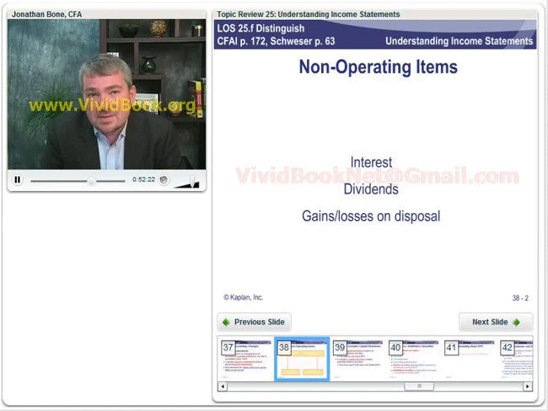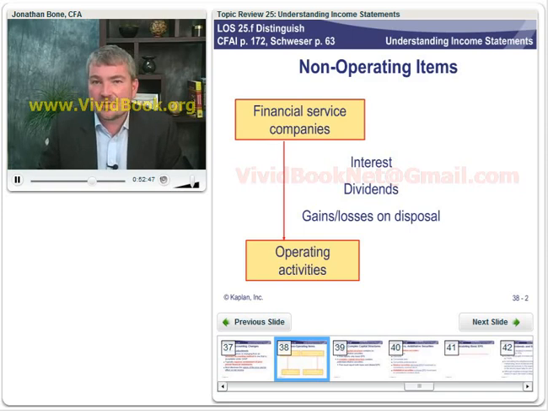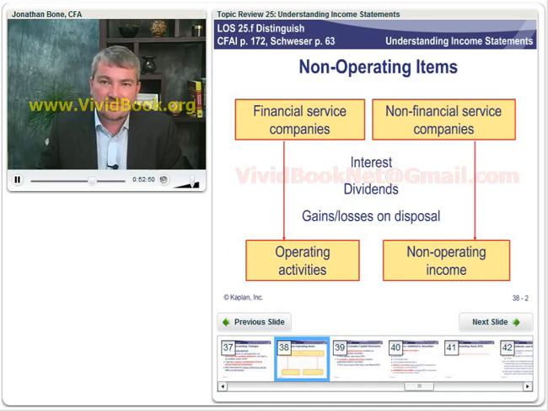If receiving investment income and making gains and losses is not part of your core operations, so let's take the example of Kaplan. Kaplan is a training and education provider, not essentially an investment bank. So receiving dividends, interest, and making gains and losses on investments are not part of the core activities, so we need to see it reported as non-operating income. So for a financial service company, it is an operating activity. For a non-financial service company, then we're going to treat it as non-operating income. Keep it away from the results from your core business operations.